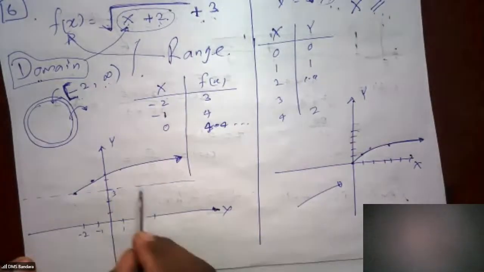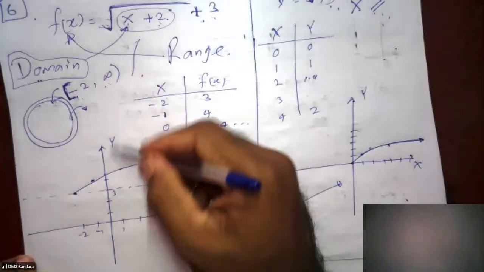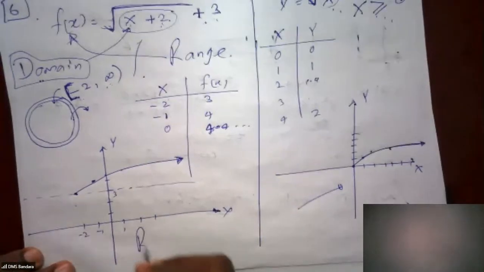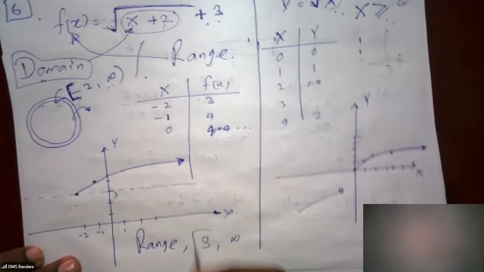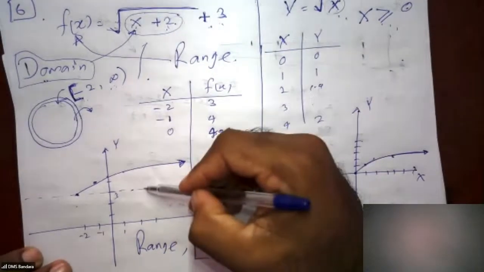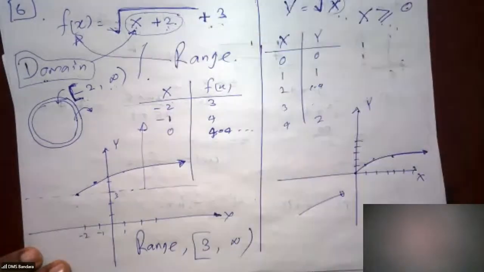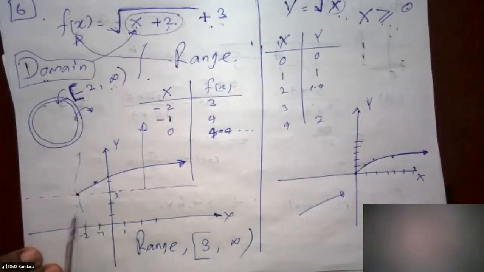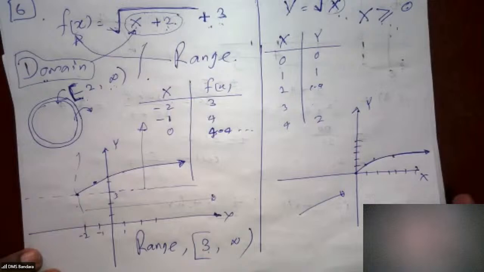Now, where is our range? Sorry, where are the y values? Our range is 3 to infinity. 3 up to here. The range is 3 to infinity. The domain is minus 2 to this side. This is the domain, and this is the range.